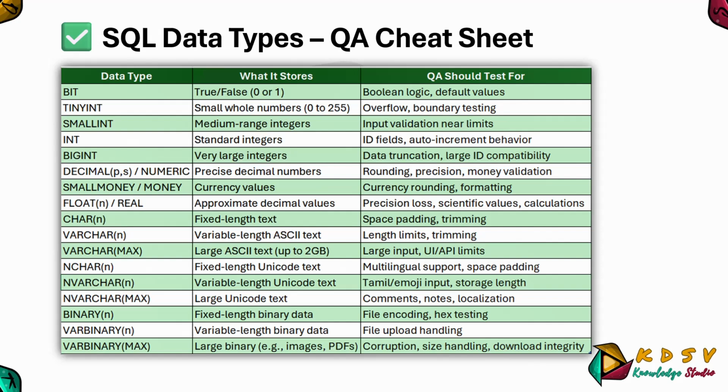And the float, this stores the decimal values. And character, it has a fixed length, and spacing, padding, or trimming related stuff we need to test over here. And here it enforces the number of characters which it is going to store. And varchar, this is the variable length used in the data field. And here you can test the length limits and trimming also. Unlike character, character stores only the specific length, but varchar stores the variable length.